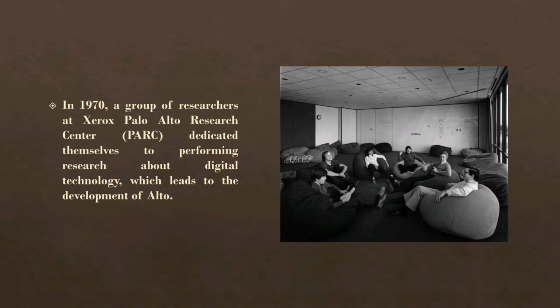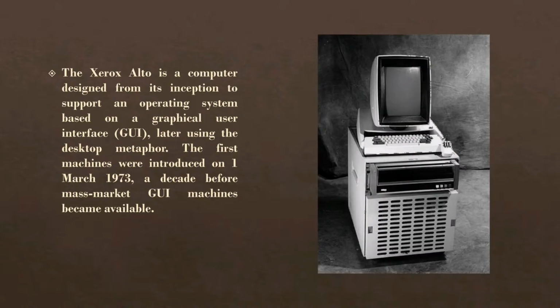1973. In 1970, a group of researchers at Xerox Palo Alto Research Center dedicated themselves to performing research about digital technology, which led to the development of Alto. The Xerox Alto is a computer designed from its inception to support an operating system based on a graphical user interface. Later, using the desktop metaphor, the first machines were introduced on March 1, 1973, a decade before mass-market GUI machines became available.